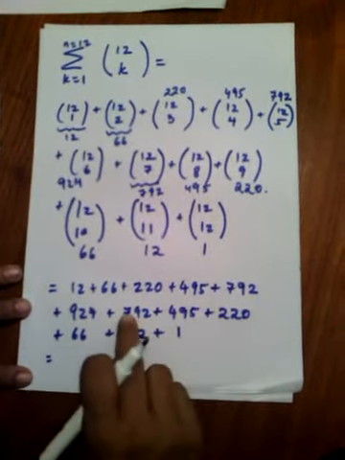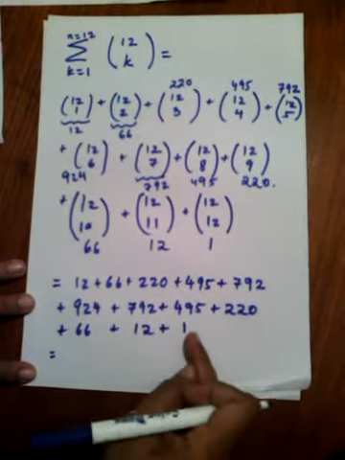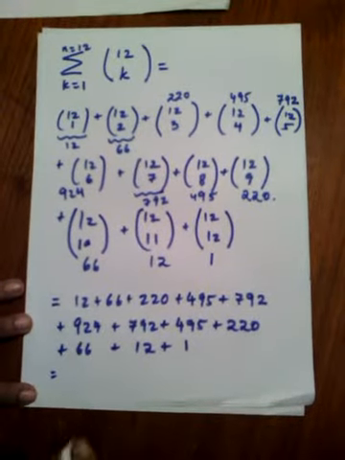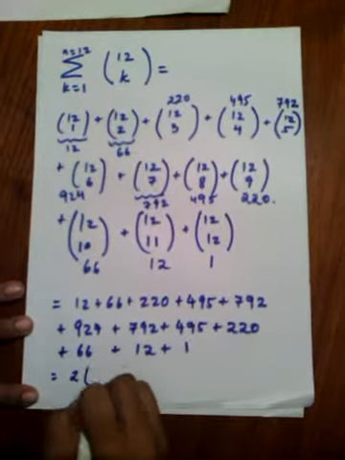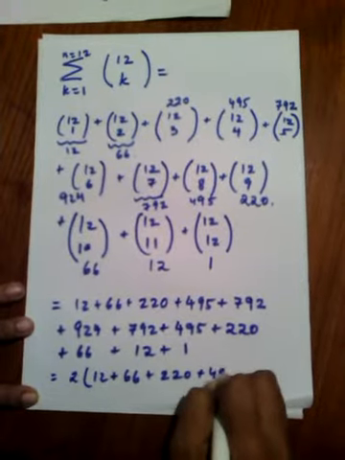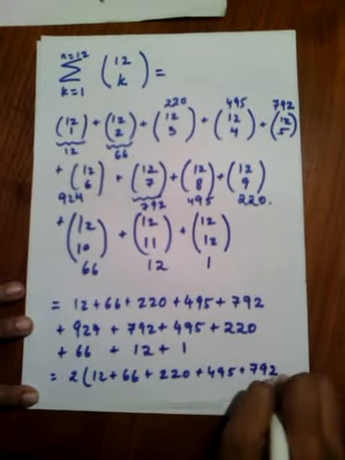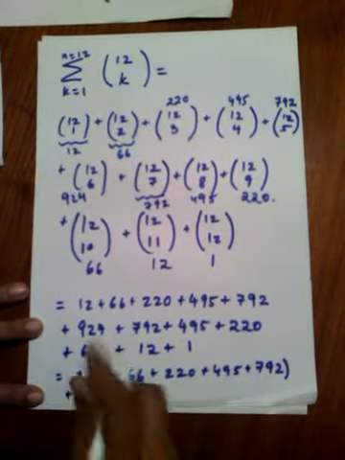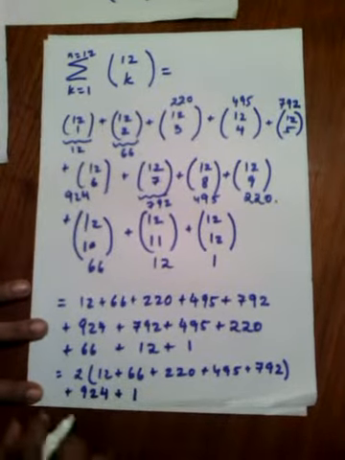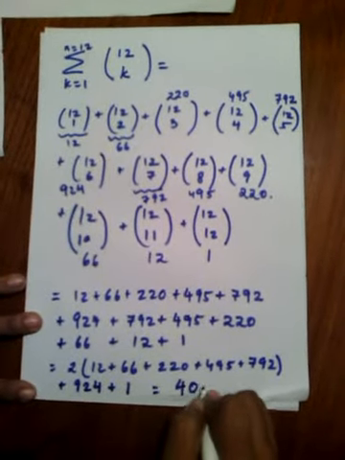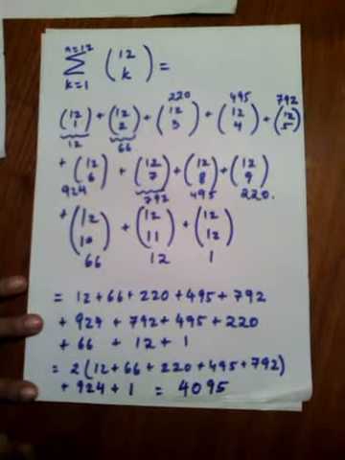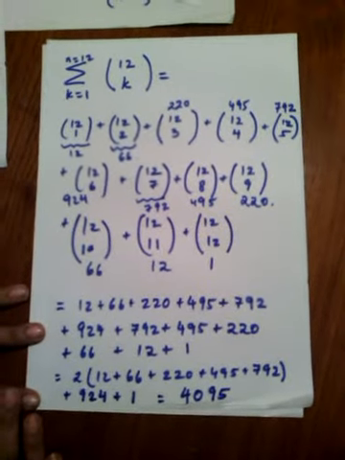Now you see that 792 onwards until before 1 you have in common with the first row and the next line here. So what you can do is you can say 2 times 12 plus 66 plus 220 plus 495 plus 792. So these are the common terms, plus 924, which only appears once, and don't forget 1 right at the end. And all this hopefully should give you 4095. Just calculate that, plug it into any calculator or the Irish calculator, and you'll find the answer.